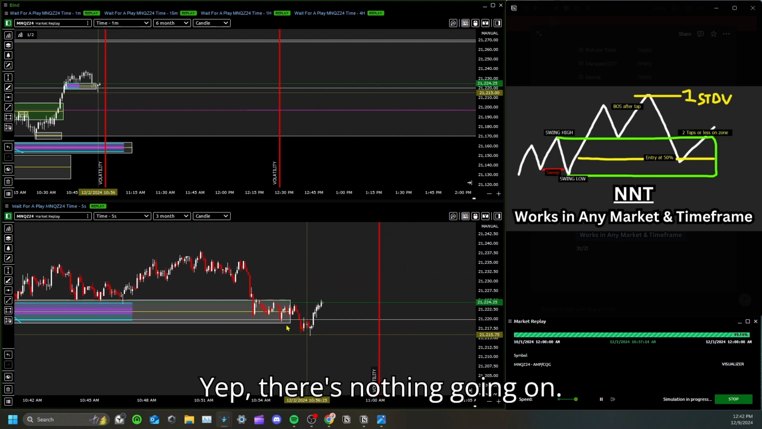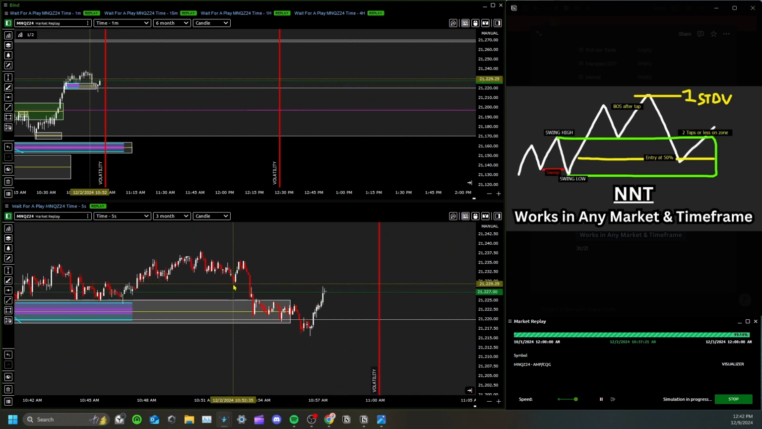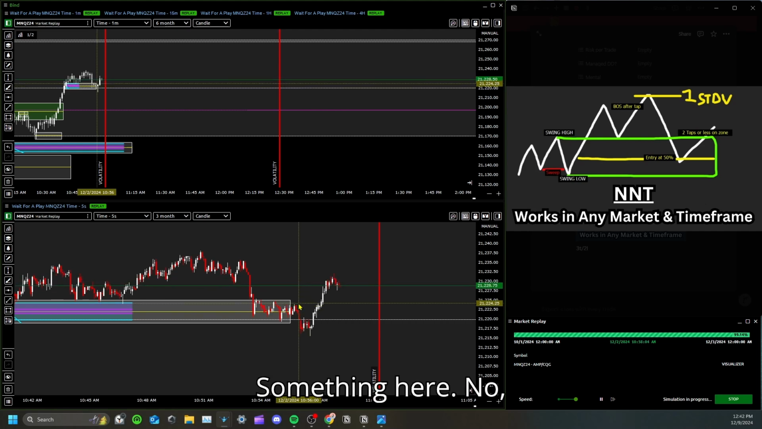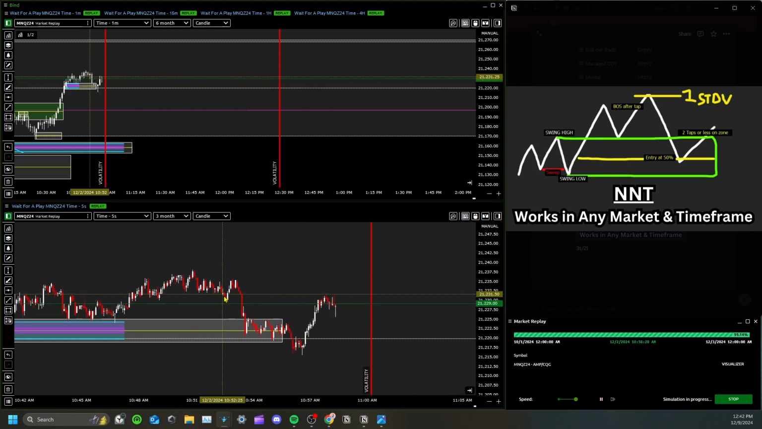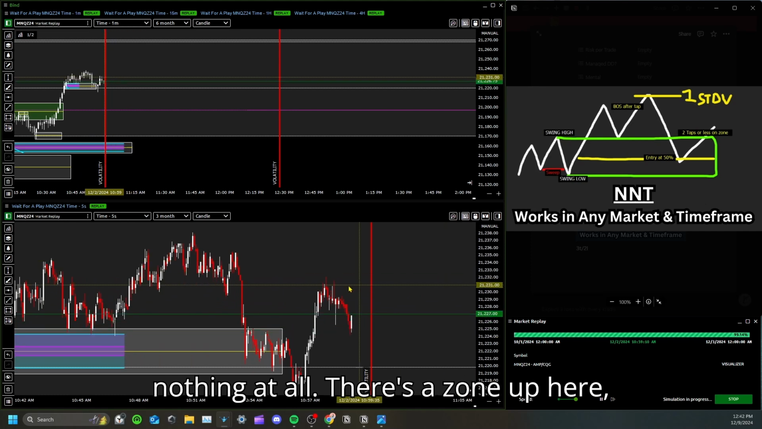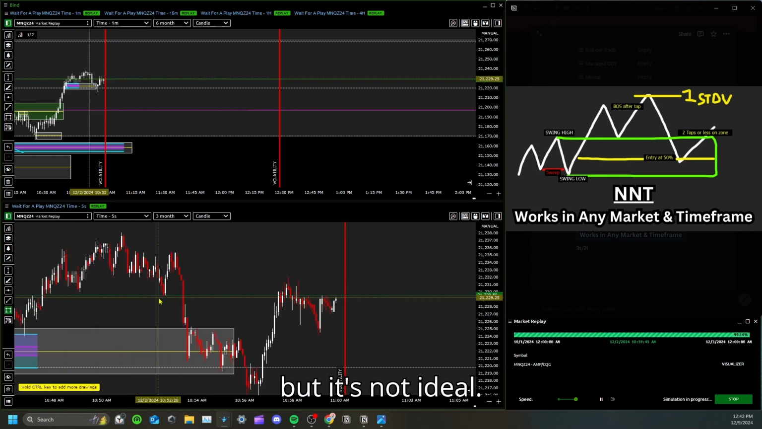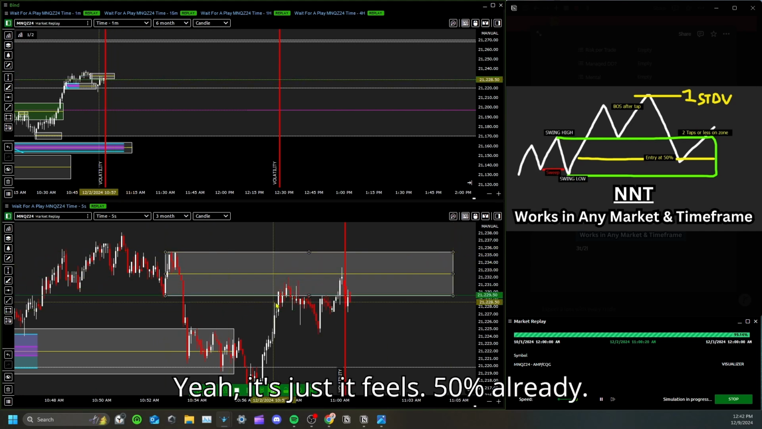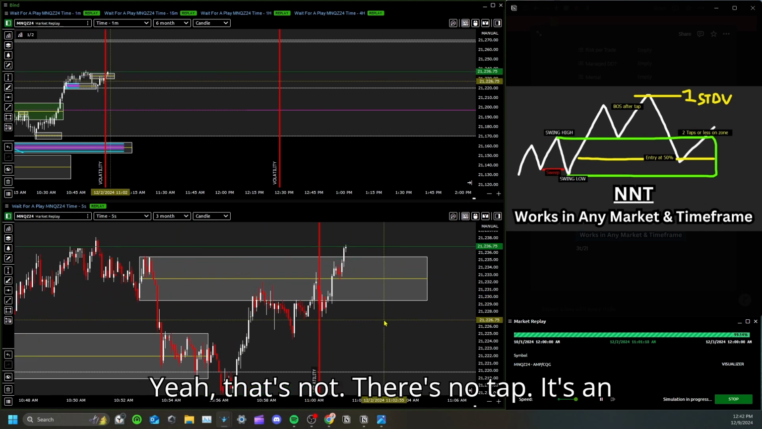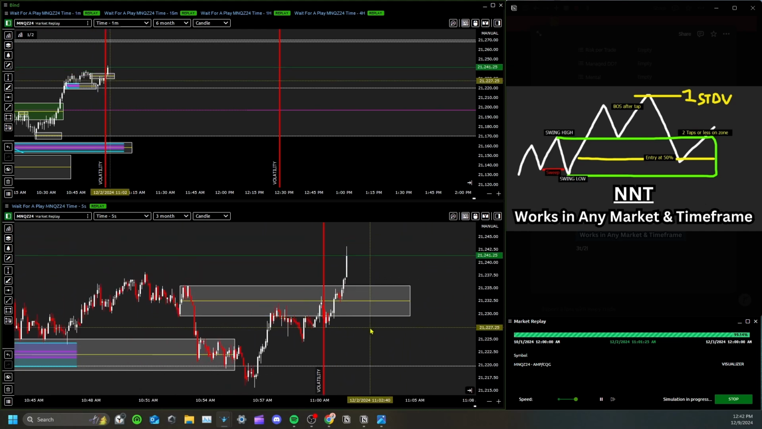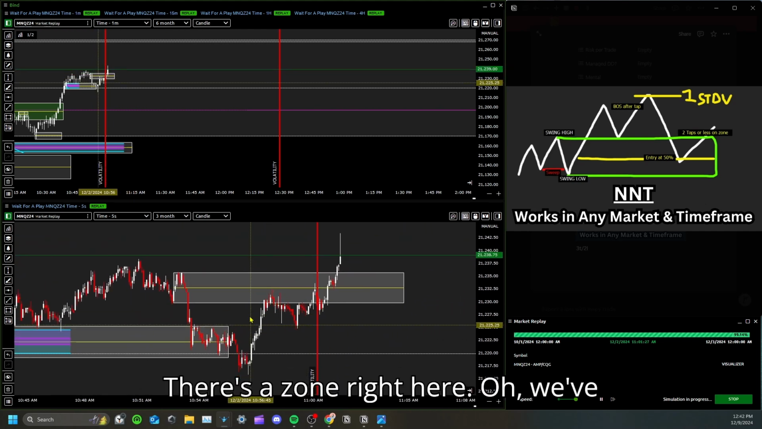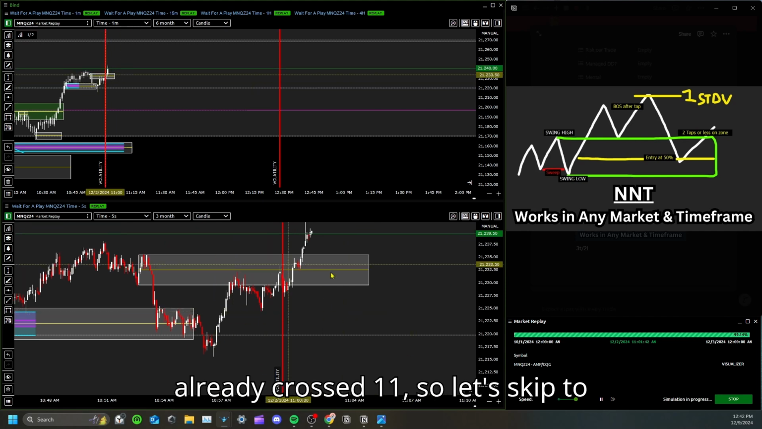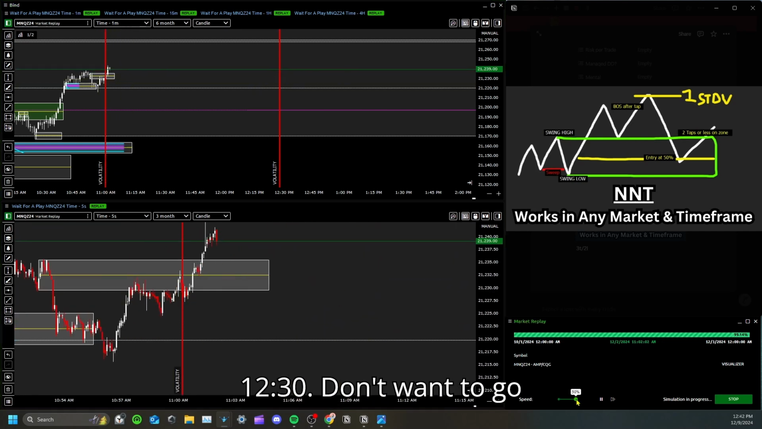Yep. There's nothing going on. Something here? No. Nothing at all. There's a zone up here, but it's not ideal. Yeah, it failed 50% already. Yeah, there's no tap. It's an ugly zone. There's a zone right here. Oh, but we've already crossed 11, so let's skip to 12:30.